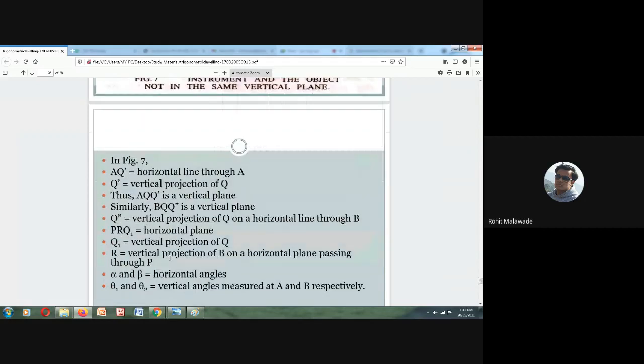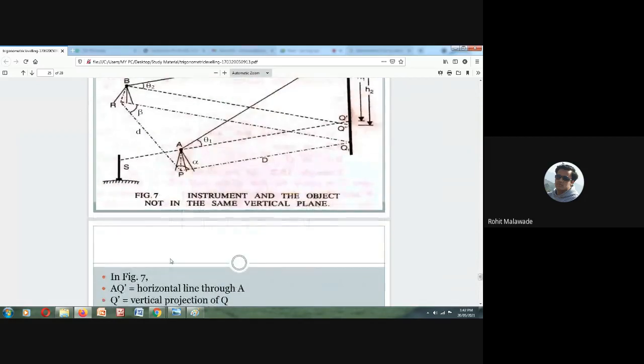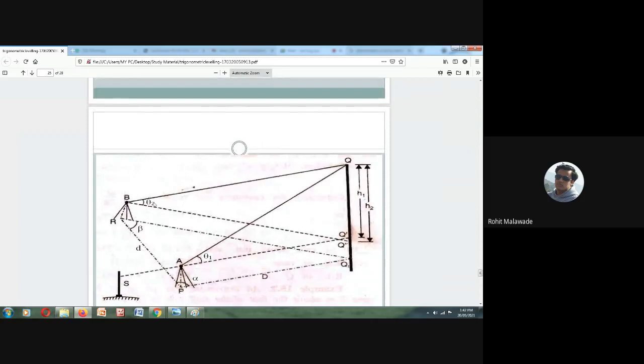Now, if you see, we get Q, Q dash and Q double dash here. We will be getting the height H2, and from P, Q, Q dash, we will be getting the height H1.